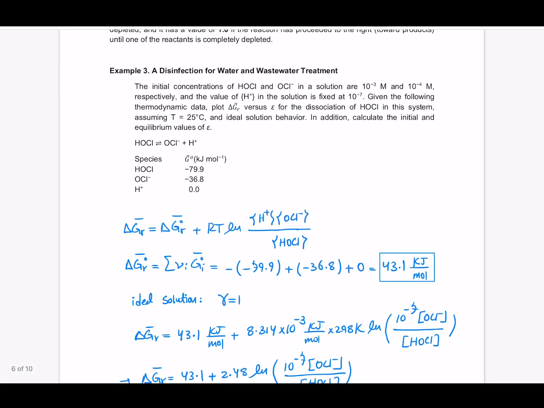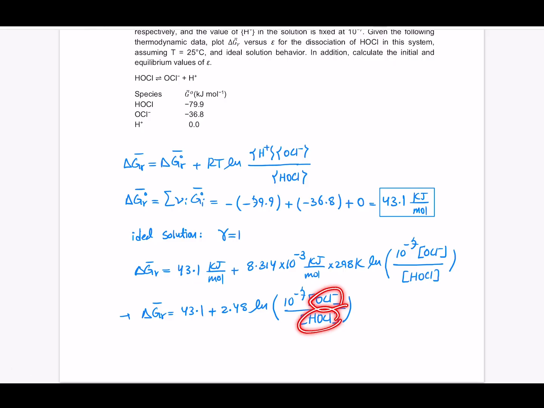So let's put it this way. Our job would be how these two are related to epsilon. If we can do that, then delta G is related to epsilon eventually. So let's look at what is the maximum possible value for HOCl or OCl minus.